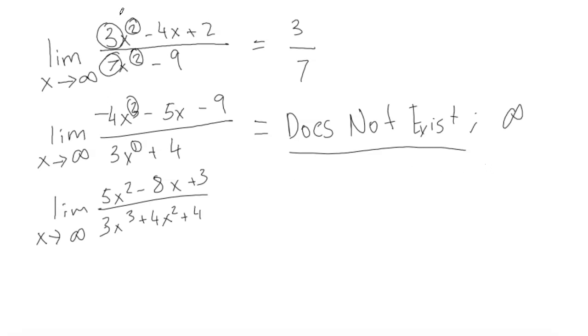Okay? Now, finally, let's look at the last problem. Since the degree is greater in the bottom than in the top, we know that this limit is equal to 0.